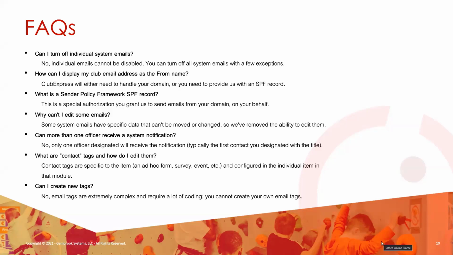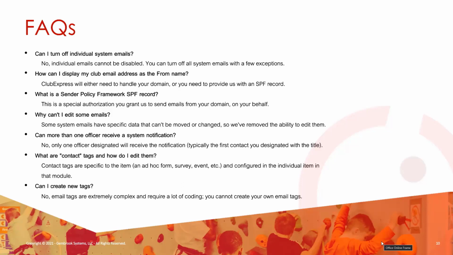Can more than one officer receive a system notification? Not at this time. We get that request a lot, and it is certainly on the list for our developers. But as of right now, only one designated officer is going to receive that system notification. So when we talk about that, we mean, can you have two membership directors listed on your site? You may not have two membership directors, but maybe you have your membership director and your membership coordinator, and they both need to see these emails coming through.